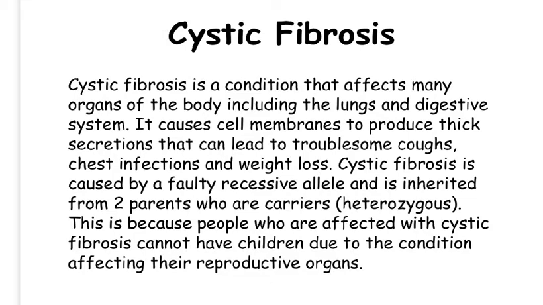See if you can draw a Punnett square to show how two carriers can have a child with cystic fibrosis. Use a capital C for the normal gene and a lowercase c for the faulty recessive gene that causes cystic fibrosis. Pause the video now and have a go.